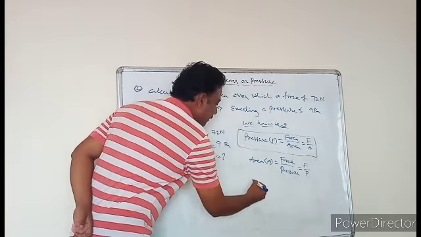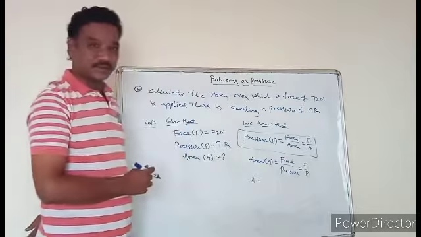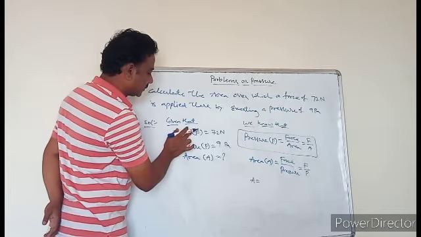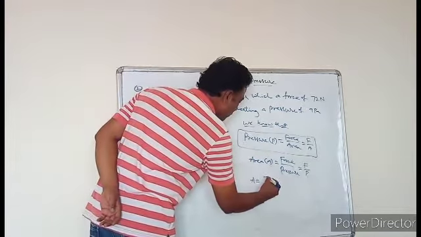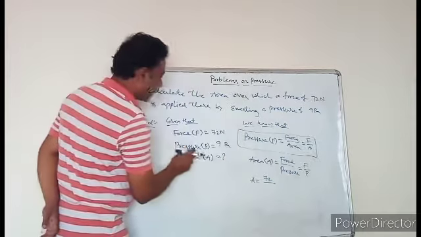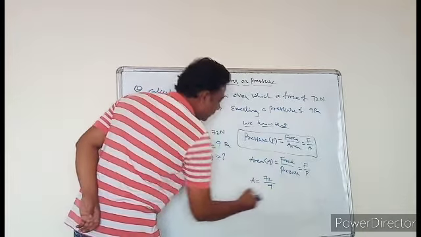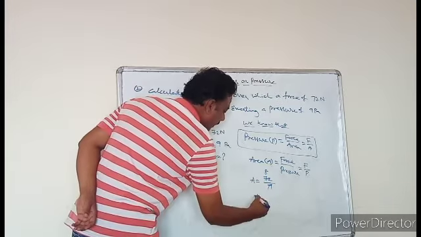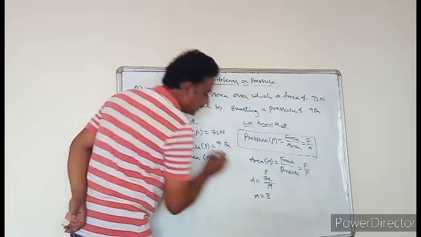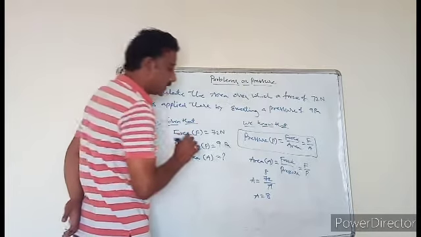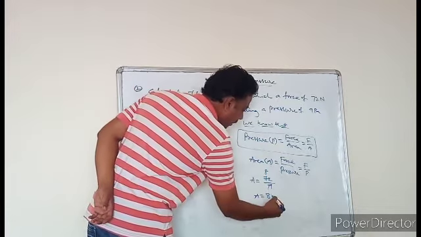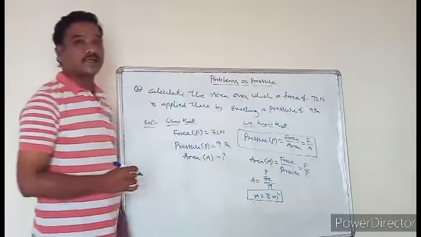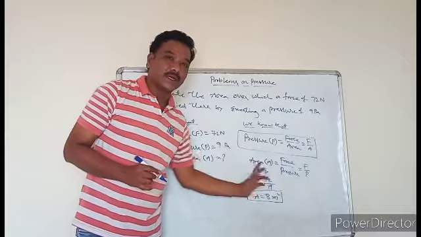Now substitute the values. A is equal to, we have to find out. Force value substitute: 72 by pressure 9. Simplify this: 9 eights are 72. So area A is equal to 8. 8 what? What are the units here? The SI unit of area is square meters. So the answer is area is equal to 8 square meters. Okay?